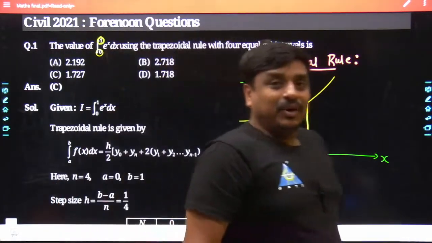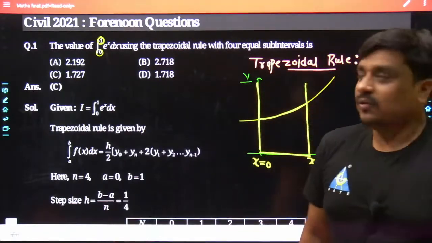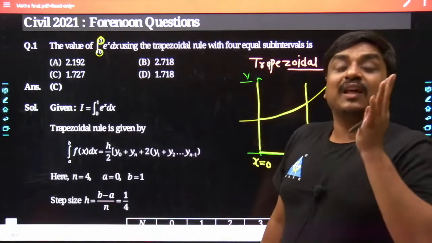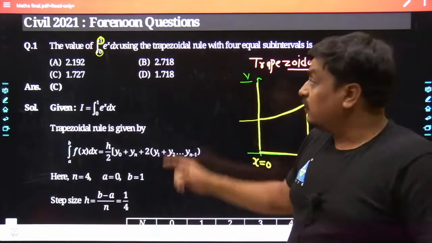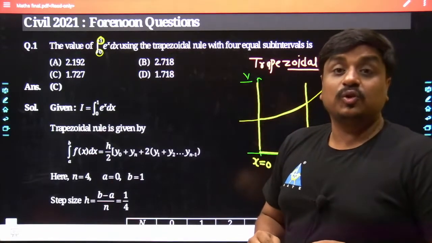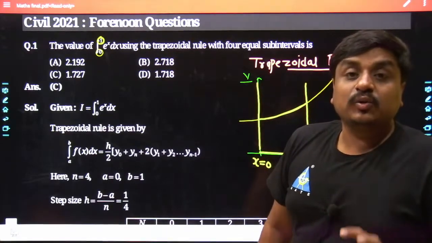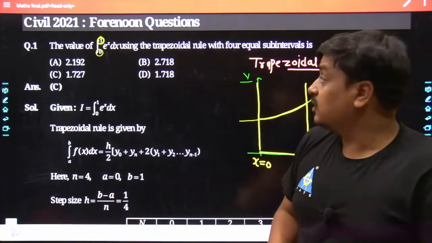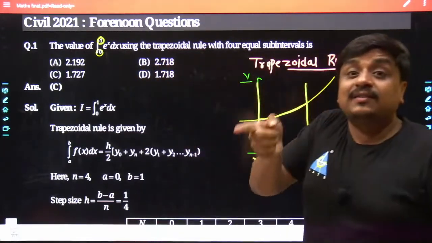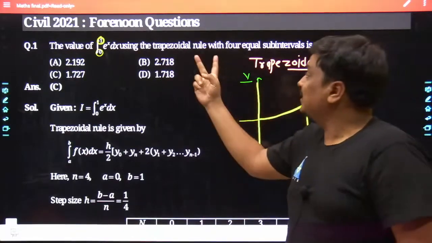I have seen many of the students do a blunder. What they would do, you know? Simply they would calculate this integration using the manual method, my dear friends. That is an analytic method. And once you calculate the area under the curve of e to the power of x from x equals 0 to 1, the answer you get would be the most accurate answer. But they do not want the most accurate answer. They want the answer after the approximation using the trapezium rule.